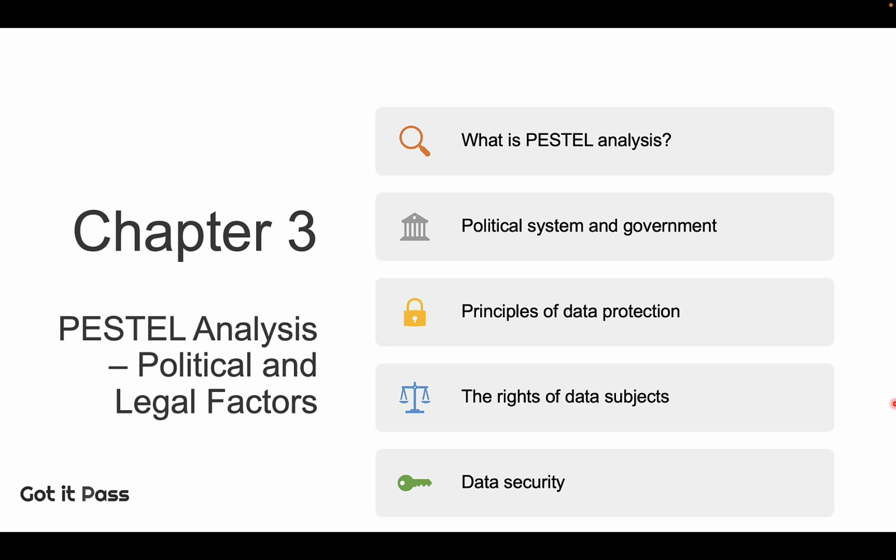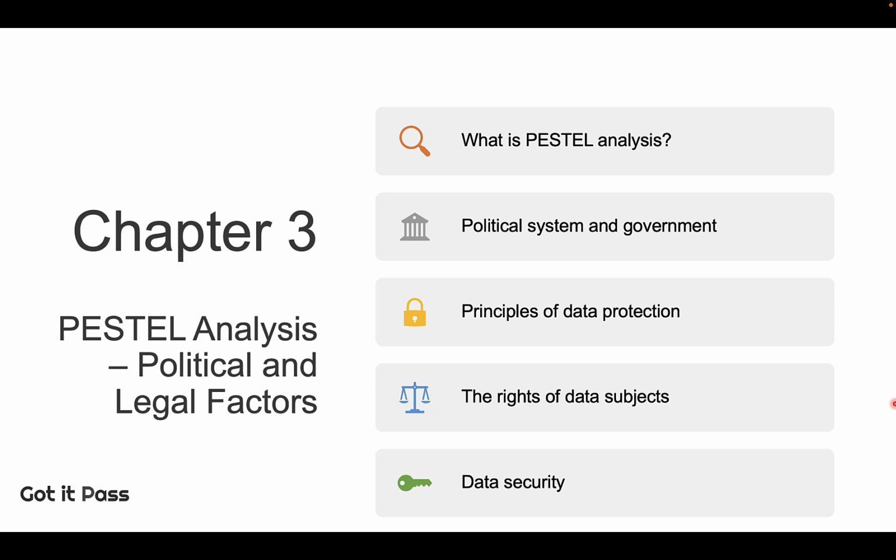Chapter 3, PESTEL Analysis, Political and Legal Factors. In this chapter, we start to discuss the PESTEL analysis. It includes different factors or external factors in analyzing the business environment of a company. And in this chapter, we have 5 topics.